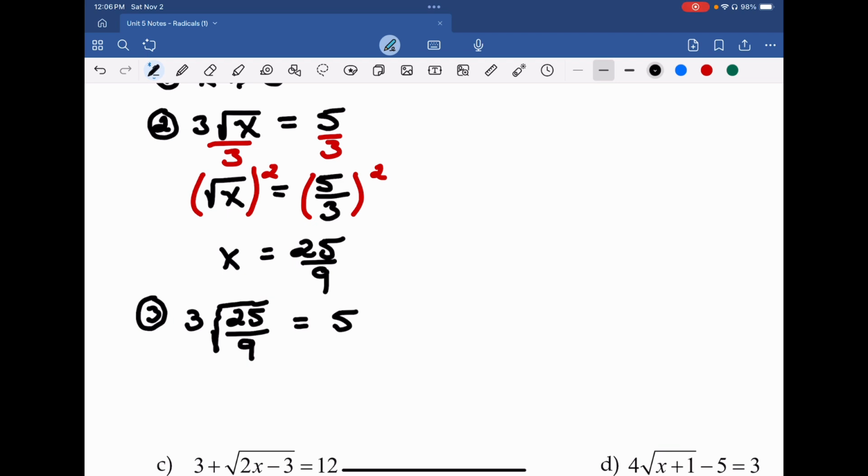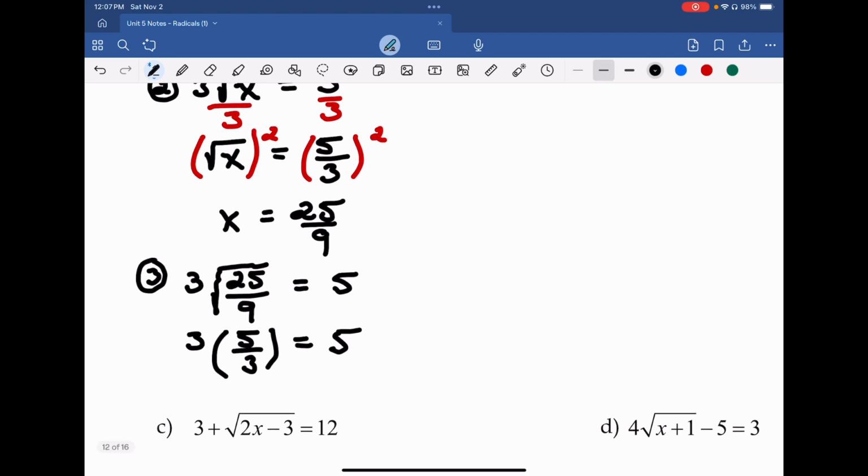Well, if I take this, this is the same as saying square root of 25, which is 5, divided by the square root of 9, which is 3. I can plug 5 over 3 in instead. I'm going to end up getting that my 3's cancel because 3 divided by 3 eliminates, and therefore I get 5 equals 5. Now, a statement we would often put off on the side or even right below it, we would say left-hand side equals right-hand side.